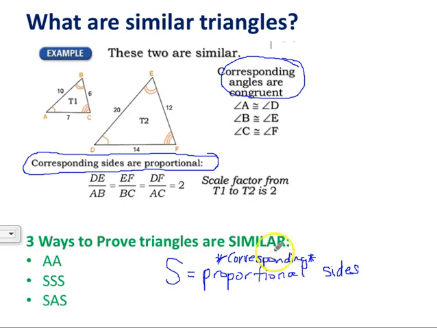Corresponding sides proportional. I should move that. Hold on a second. I just switched around that order once I added corresponding there, and it didn't make sense anymore. So when you see the capital S, that's going to represent corresponding sides that are proportional.